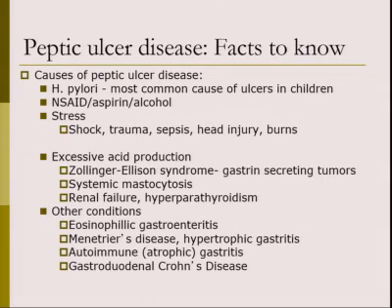The causes of peptic ulcer disease are listed here, and they include H. pylori, non-steroidal anti-inflammatory drugs, aspirin, alcohol, seen in the circumstance of stress with shock, trauma, and sepsis, with excessive production of acid, in more unusual circumstances, such as patients with Zollinger-Ellison syndrome, systemic mastocytosis, and renal failure, and in other conditions that we sometimes see, which are listed here, which include eosinophilic gastroenteritis, Meniere's disease, autoimmune gastritis, and in patients with inflammatory bowel disease.